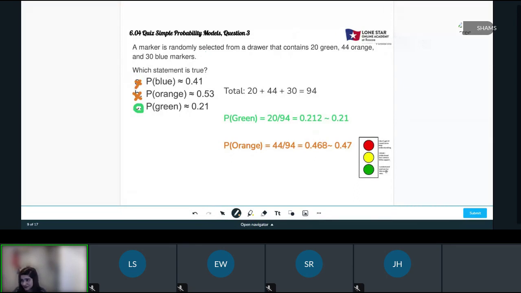Any questions? Let us know. It will divide 2 times, Shamir? Yes. Okay, let's move on to the second variety of question 3.